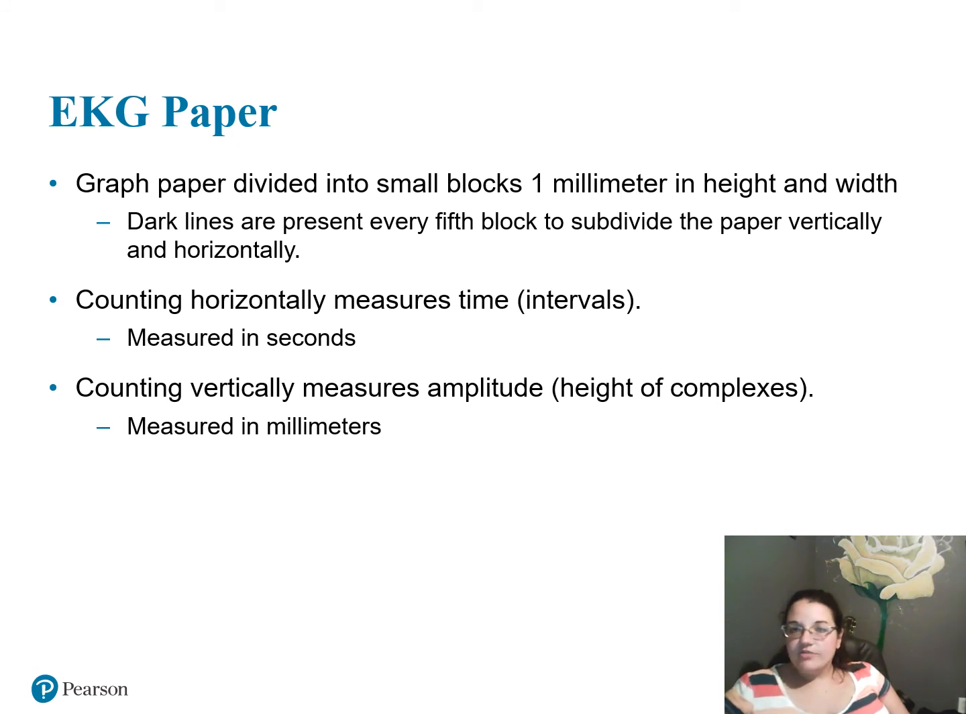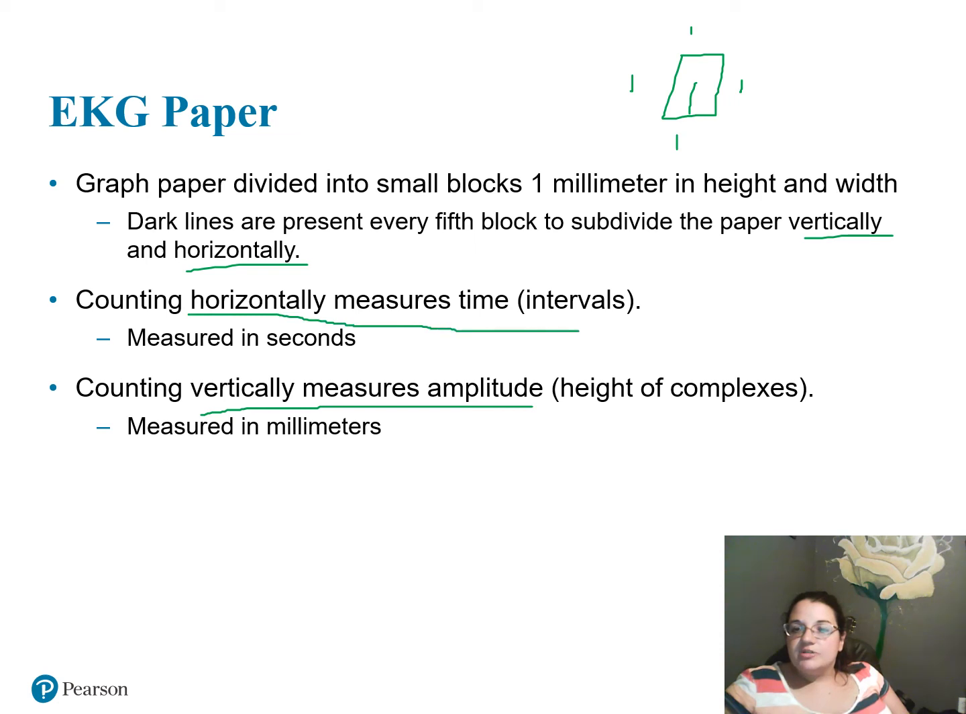So we're going to talk about graph paper. We have about 2 more sections to discuss. Your graph paper is divided into small blocks. Here's a small block. Each side of it is 1 millimeter in height and in width. The dark lines represent the 5th box subdivided on the paper vertically and horizontally. You need to know that vertically is going to be measuring your amplitude, and horizontally measures time, which is your intervals.